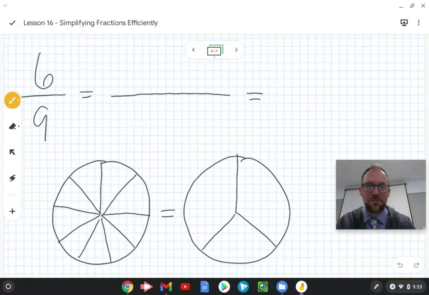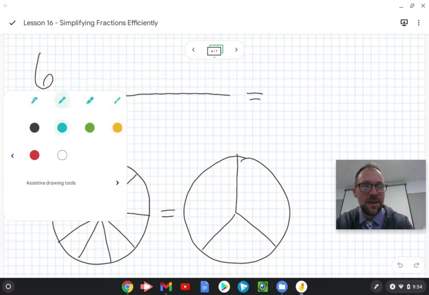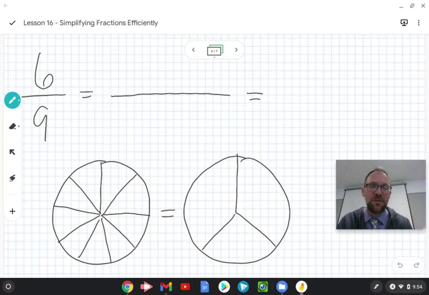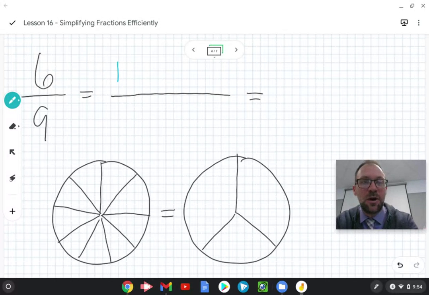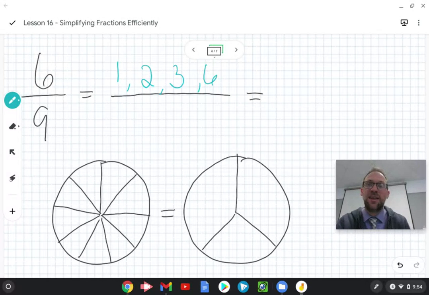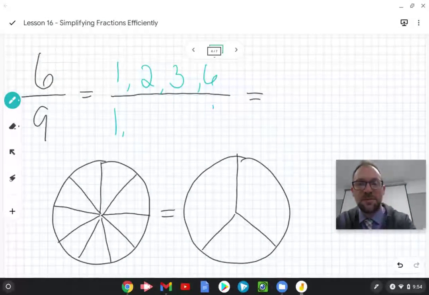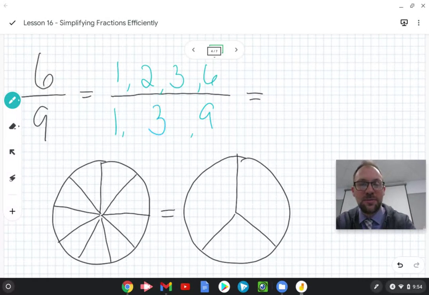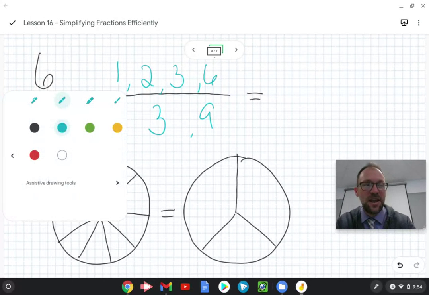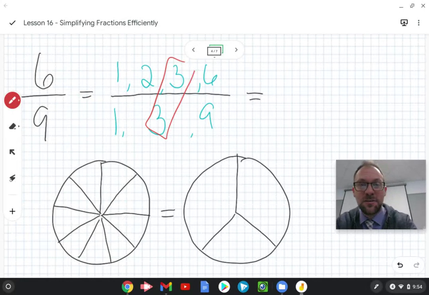Let's try another example. Here we have 6/9. Step 1, what is it? You got it. Step 1 is to factor both numbers and find the greatest common factor. The factors of 6 are 1 times 6 and 2 times 3. And the factors of 9 are 1 times 9 and 3 times 3, which we only have to write once. The biggest factor they have in common, the greatest common factor of 6 and 9, is 3.